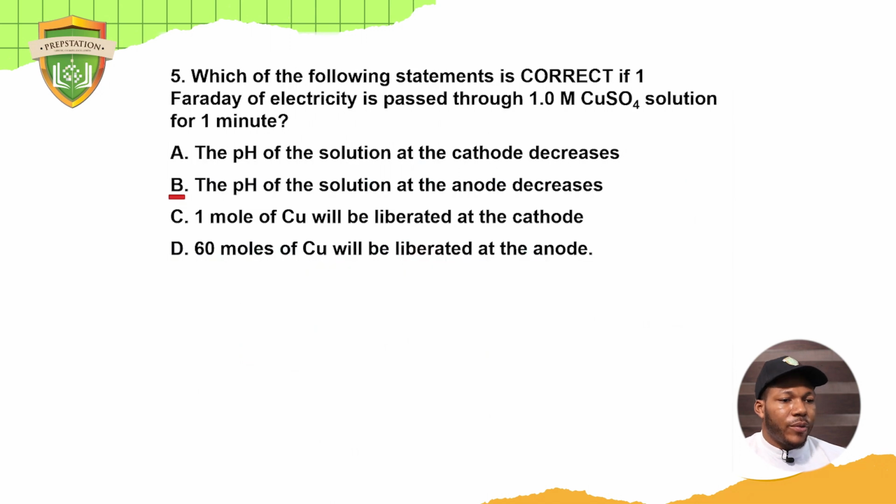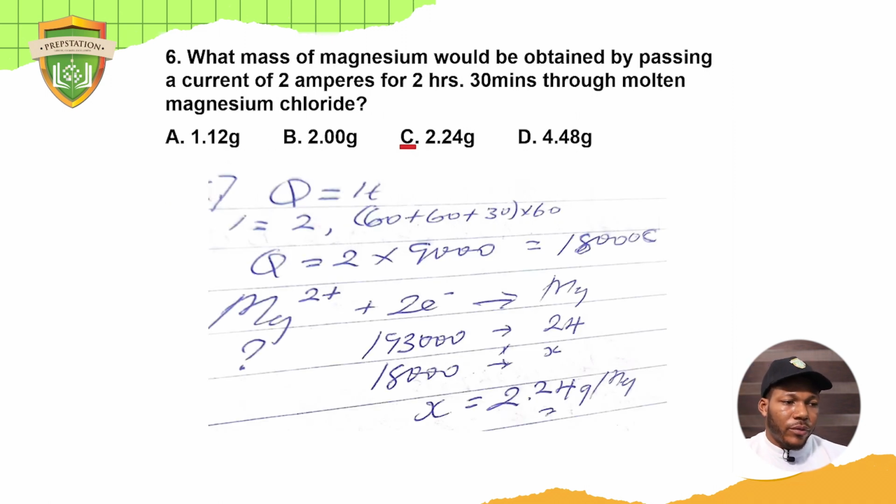Now let's check another example. 5. Which of the following statements is correct if 1 Faraday of electricity is passed through 1.0 mole CuSO4 solution for 1 minute? This is a very straightforward question. The answer there is B. The pH of the solution at the anode will surely decrease because of the discharge of H2SO4. All right, let's move on.